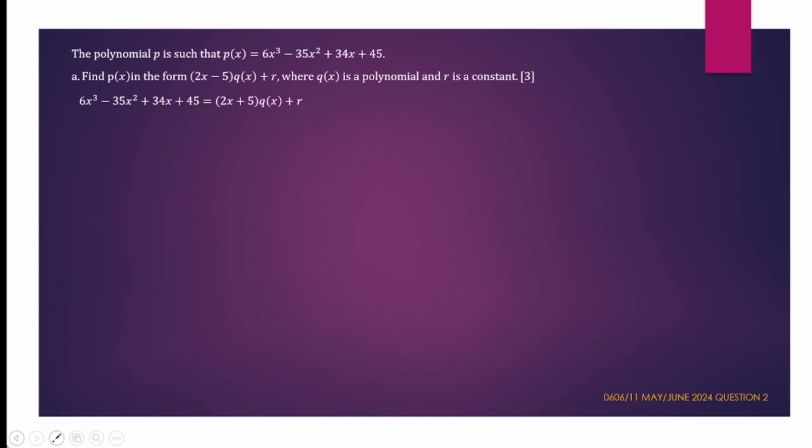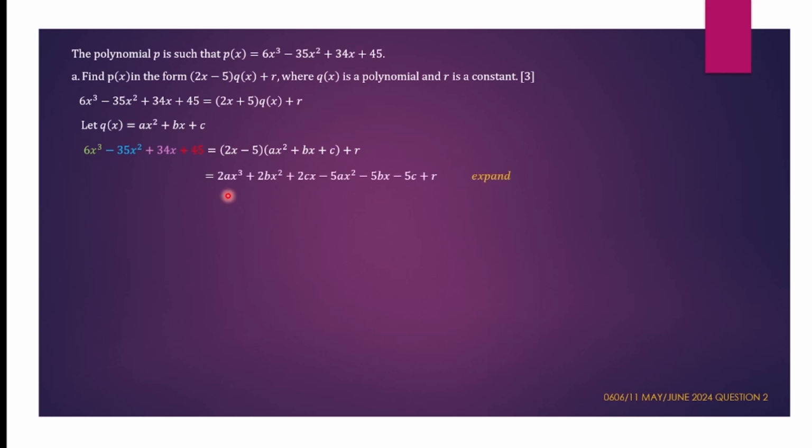So let's rewrite our polynomial, and we'll let q(x) equal ax squared plus bx plus c. We can suspect that this will be a quadratic because this is a linear. So when we multiply a linear function by a quadratic function, we'll get a cubic function. So it's reasonable to let q(x) equal ax squared plus bx plus c. So we write out our polynomial equals (2x minus 5) times the quadratic plus r.